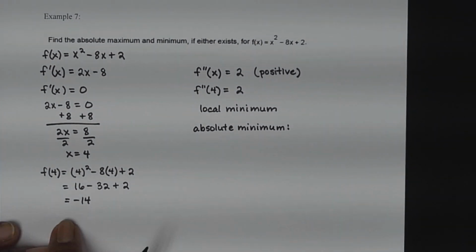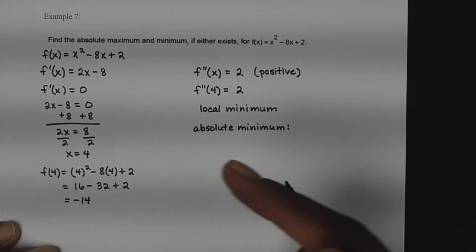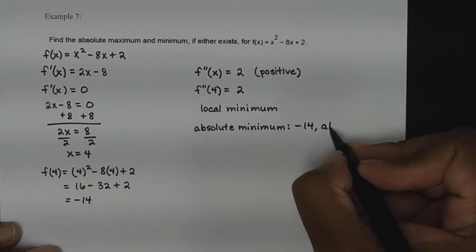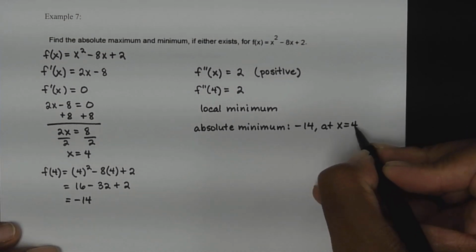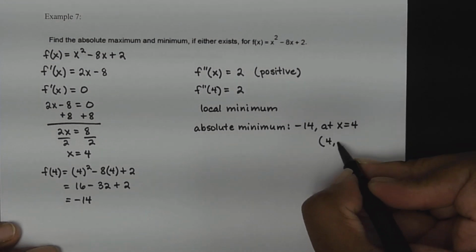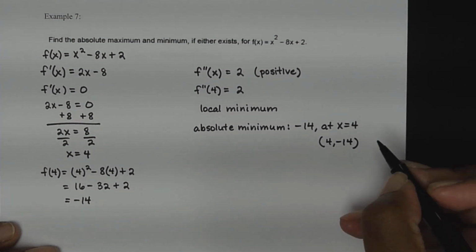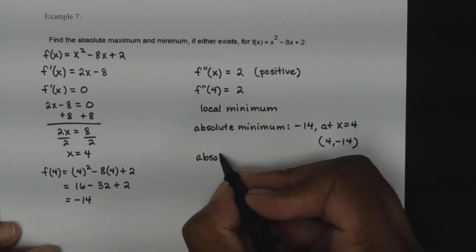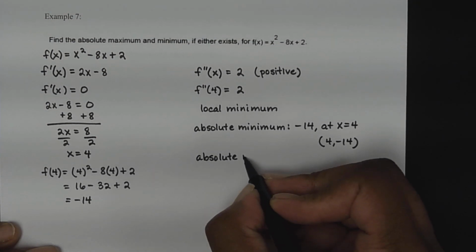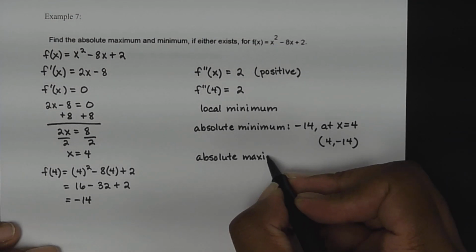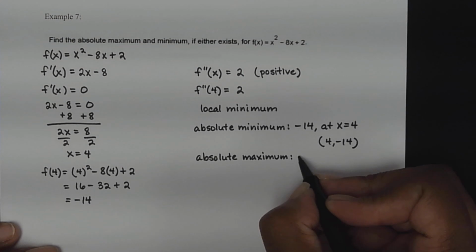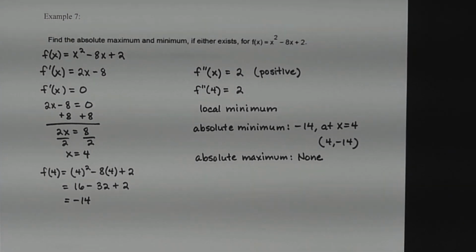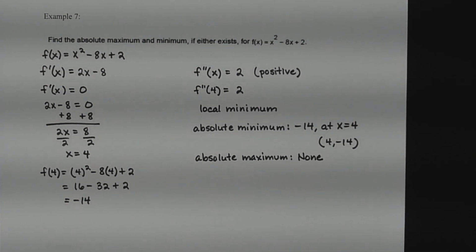And that absolute minimum will be right here, negative 14. It occurs at x is equal to 4, or it could be the ordered pair (4, negative 14). But in this case, it will not have an absolute maximum. So for absolute maximum, we'll just say none, or select the choice, there is no absolute maximum.